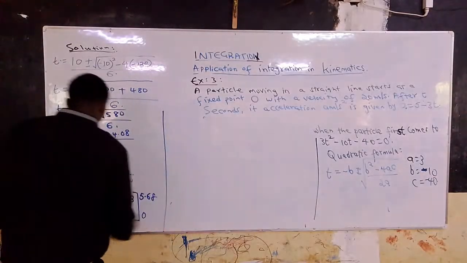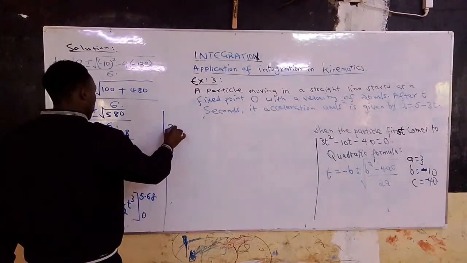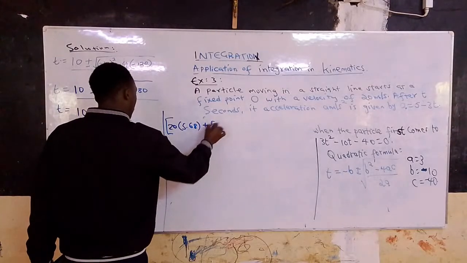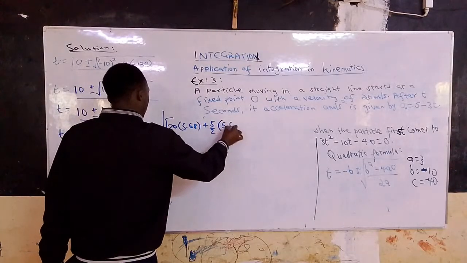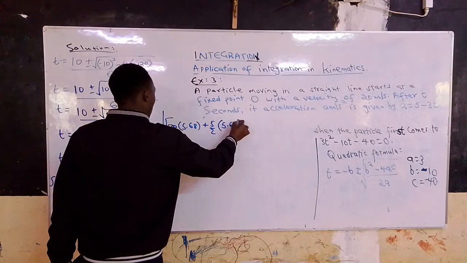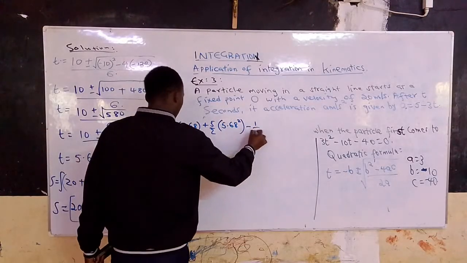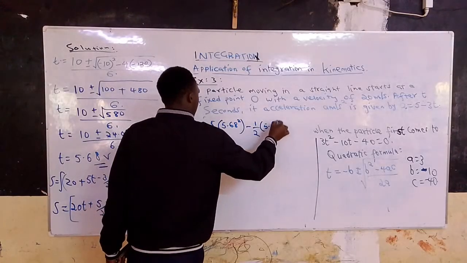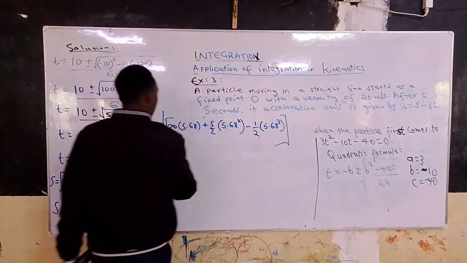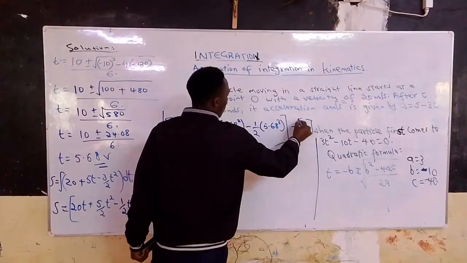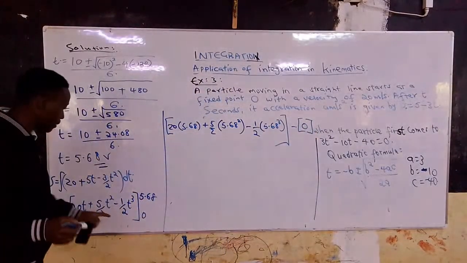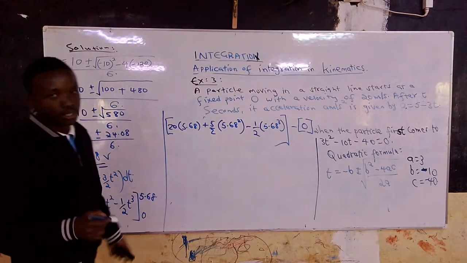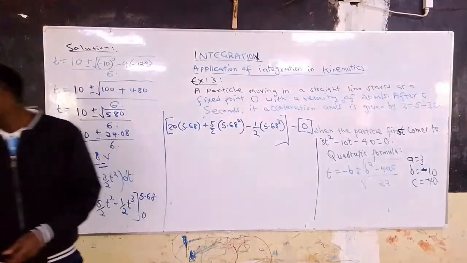So we will substitute our values, and we will get 20 multiplied by 5.68 plus 5 over 2 multiplied by 5.68 squared minus a half multiplied by 5.68 cubed. All that, we subtract 0. Why are we subtracting 0? Once we substitute the value of zero into our expression, it will all be 0. So that's why we are putting down 0.